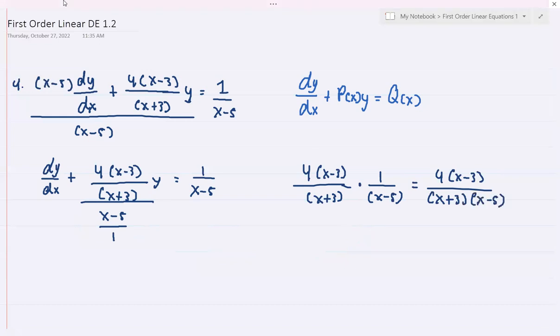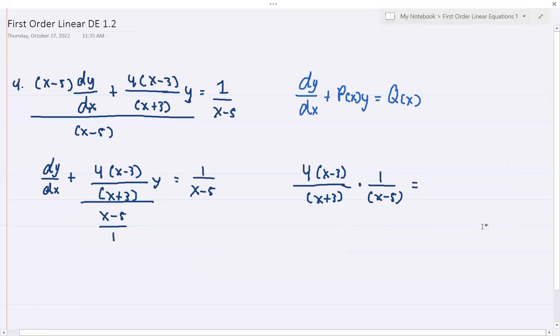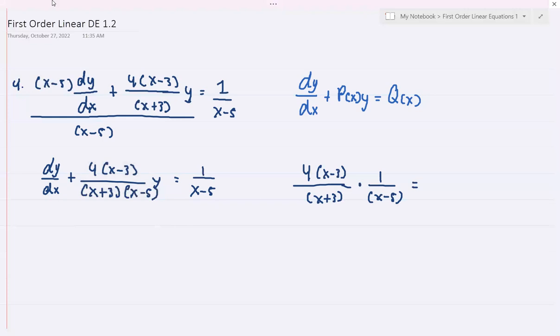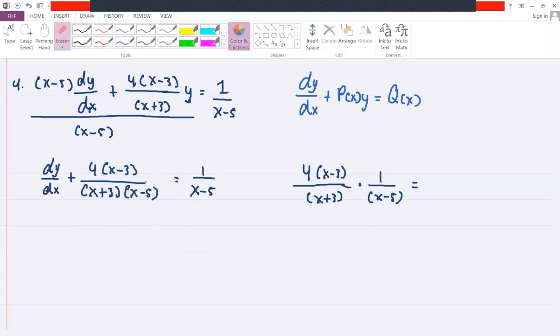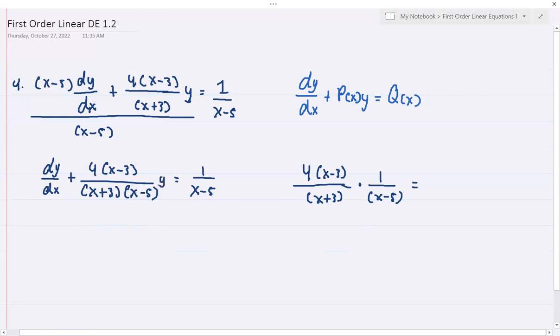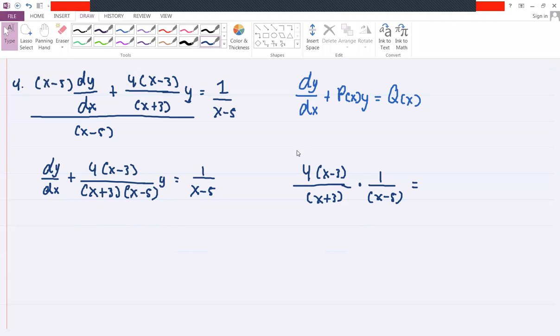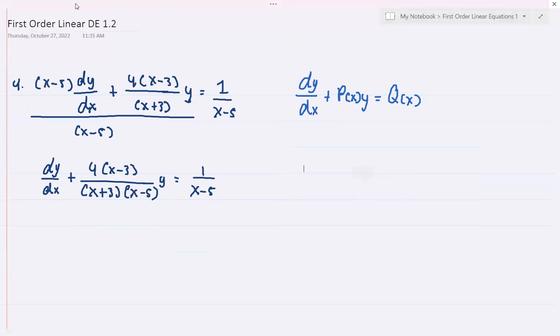So that's it. Therefore, this would be the simplified form for your second term, basically. So we will have this one, times y. Is this already in standard form? The answer is yes. It is already in standard form.